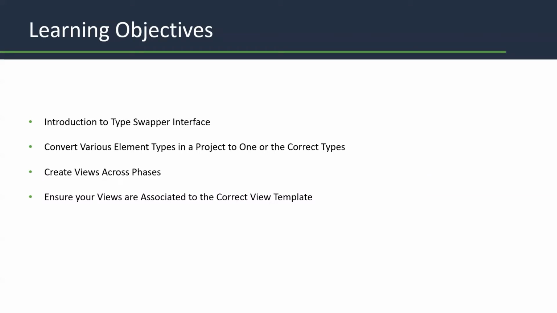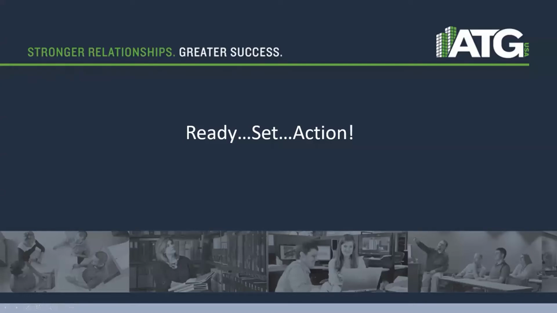And we're going to cover various element types in a project and switch them over to correct types. Also, we're going to go over the view creator, which is located in the Project BIM Suite. We're going to create views across phases, and then we're also going to look at ensuring that views are associated with the correct view template. So I'm not one for PowerPoint. I'm more of a demo type of person, so let's get into it.